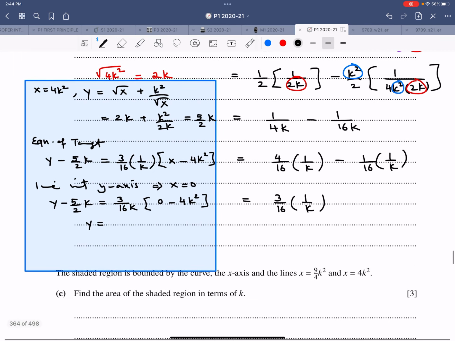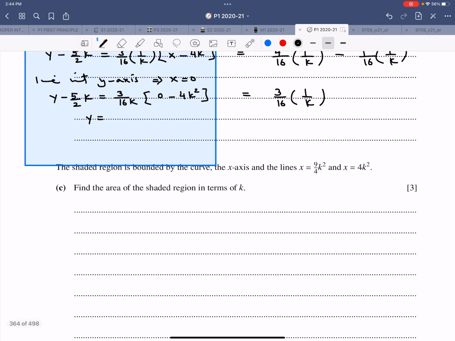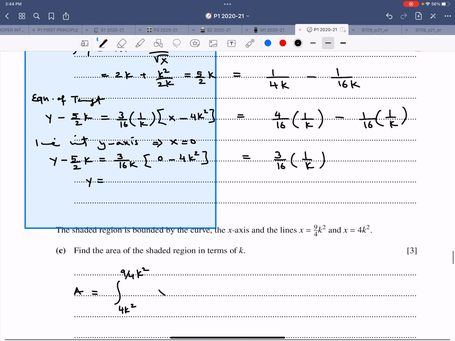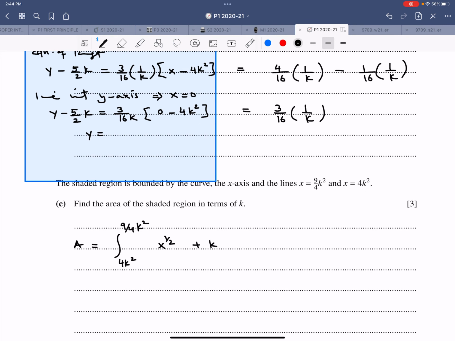The last part. The shaded region is bounded by the curve, the x-axis, the line such and such. Find the area of the shaded region. So area of the shaded region is, the limits are 4k square and 9 over 4k square, and the terms are root x, which is x raised to power of half, and this is k square x raised to power of minus half dx. Now this question is really exhausting.